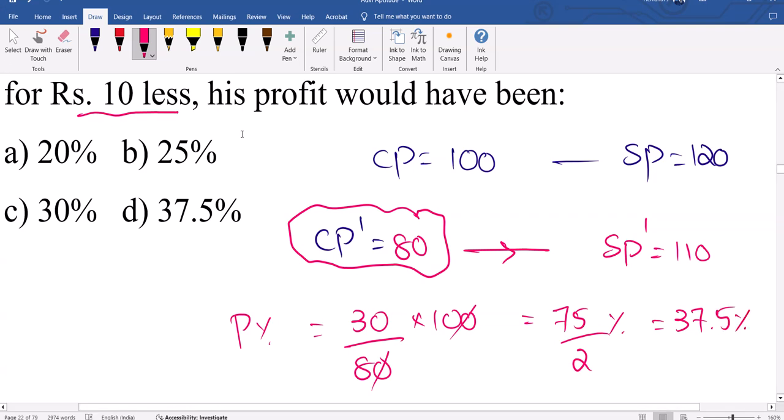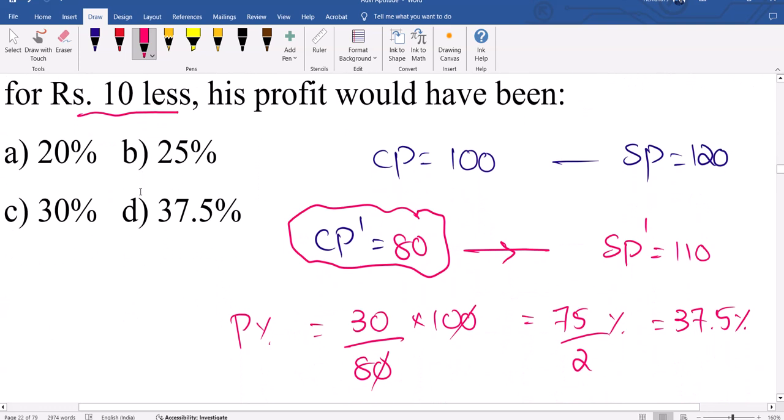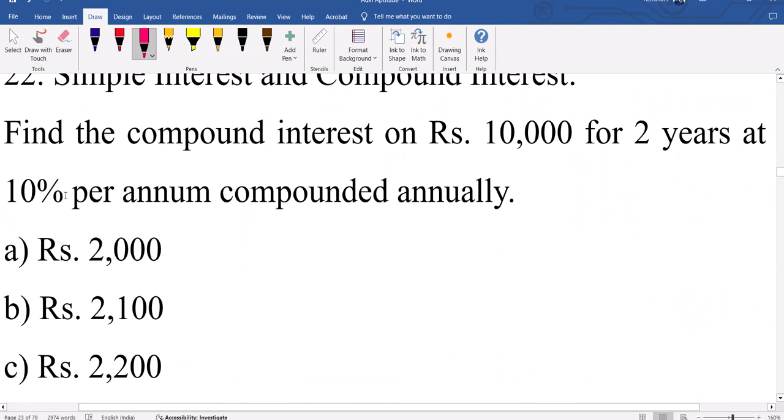You purchase for something, you are selling for something, now you have to change the price. You purchase for 20% less, sell it for 10 rupees less, not 10% less, 10 rupees less. Please see, they said 10 rupees less, not 10%. Some people may be in a hurry and do 10% less, then the answer will slightly change. Now let's see the next question.